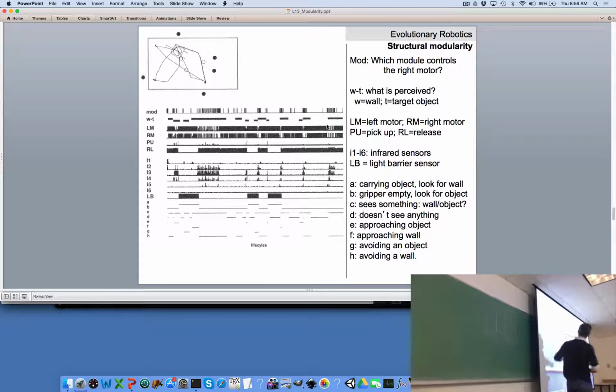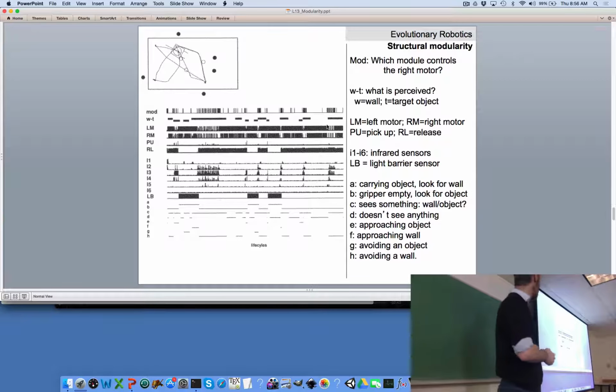So that's not a good way of partition. That's not what these two modules are doing. How about left motor? So black dash now corresponds to the left motor spinning, and white areas correspond to the left motor, the left wheel not spinning. Correlation here?